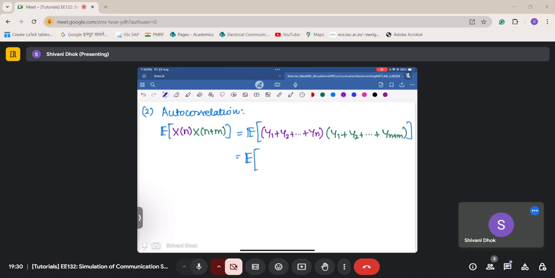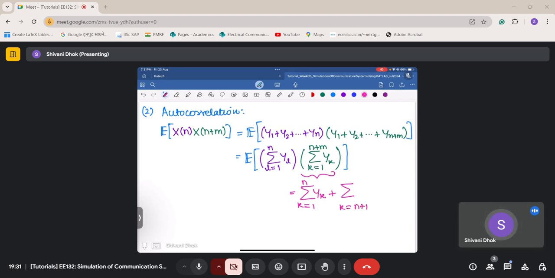Expectation of summation l equal to 1 to n yl into summation k equal to 1 to n plus m yk. Now this summation here which we are having, I can split it into two summations. So this thing I can write as summation k running from 1 to n yk plus summation k running from n plus 1 to n plus m yk. Is it fine? I'm just splitting it into two summations.